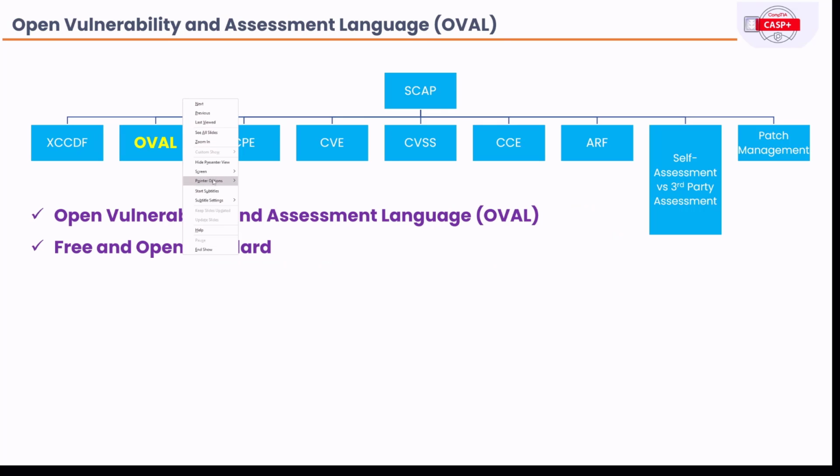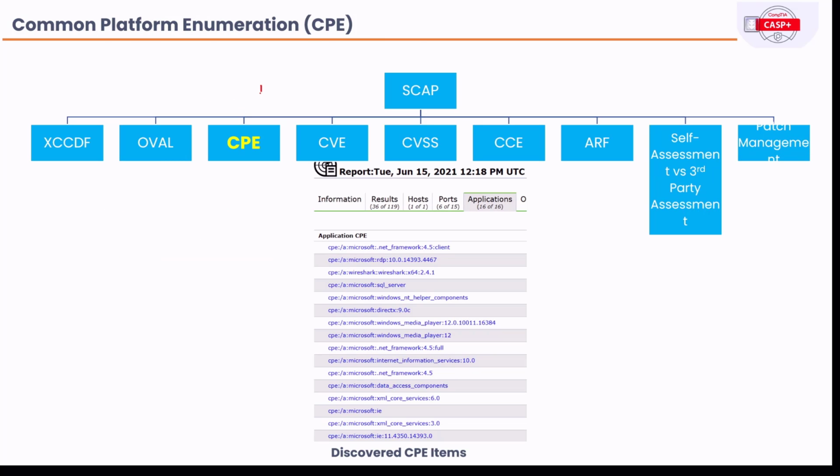Next is OVAL, or Open Vulnerability and Assessment Language. OVAL is actually a free and open international standard. Vendors can produce output that is consistent thanks to it. So when they view a report generated by the Nessus tool, the output produced by a tool from a different vendor that is OVAL compliant will match it. Right? Let's go to the next one.